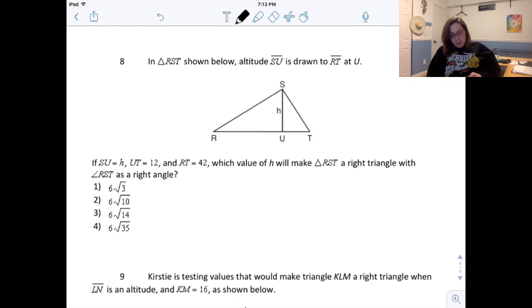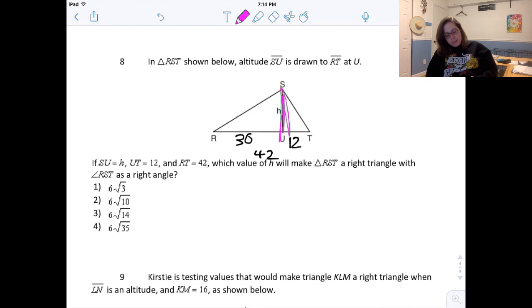All right, so let's look at another one. Altitude is drawn. If UT is 12 and RT is 42, meaning this is 30, what value of H would make RST a right triangle?